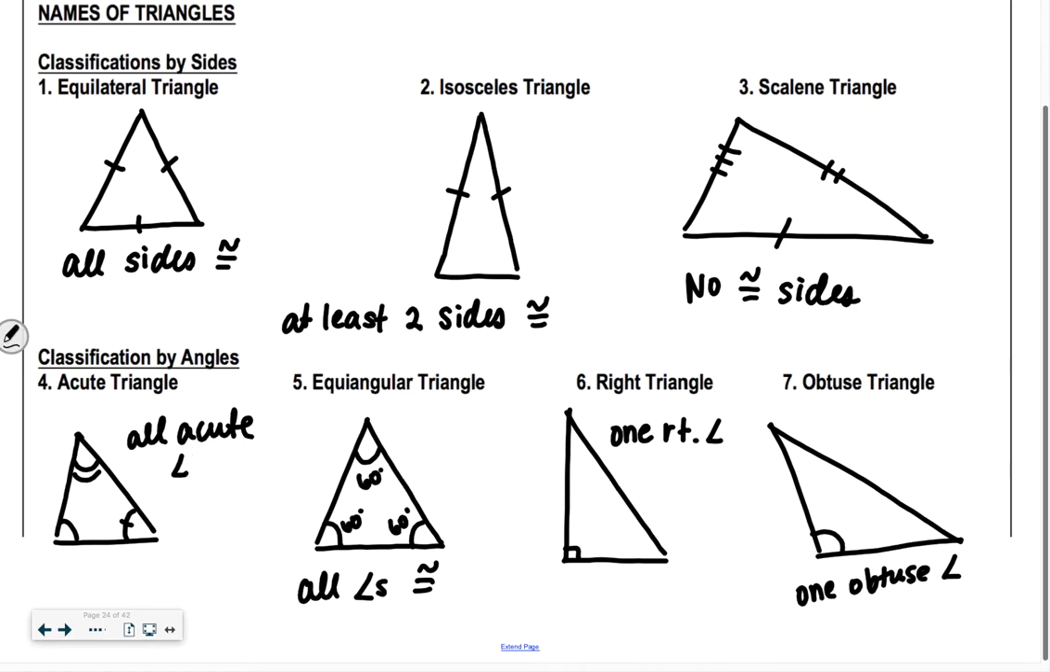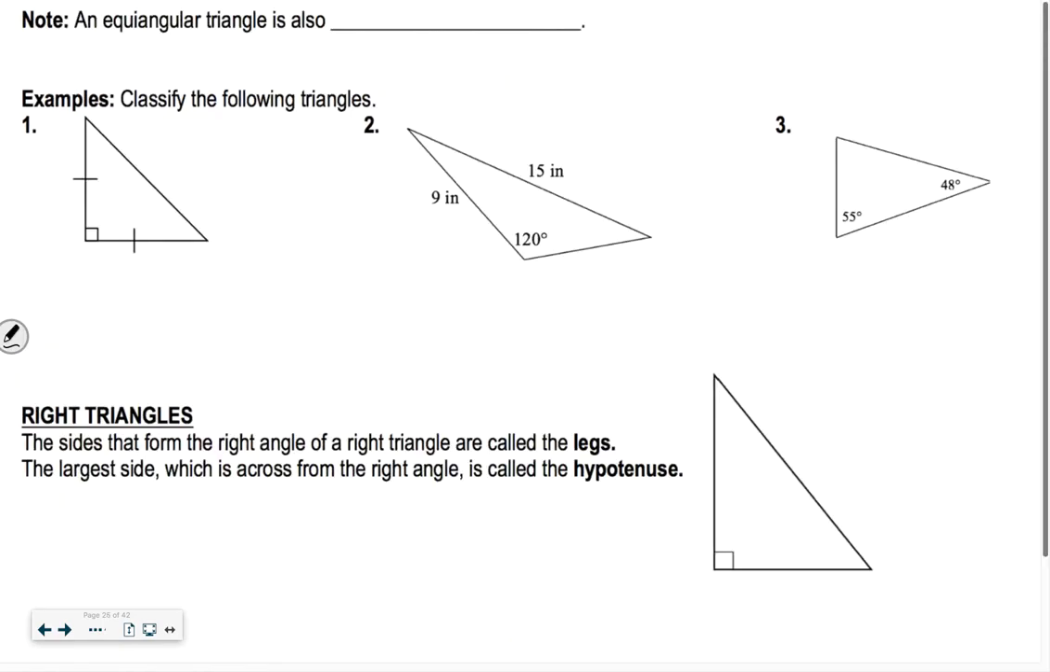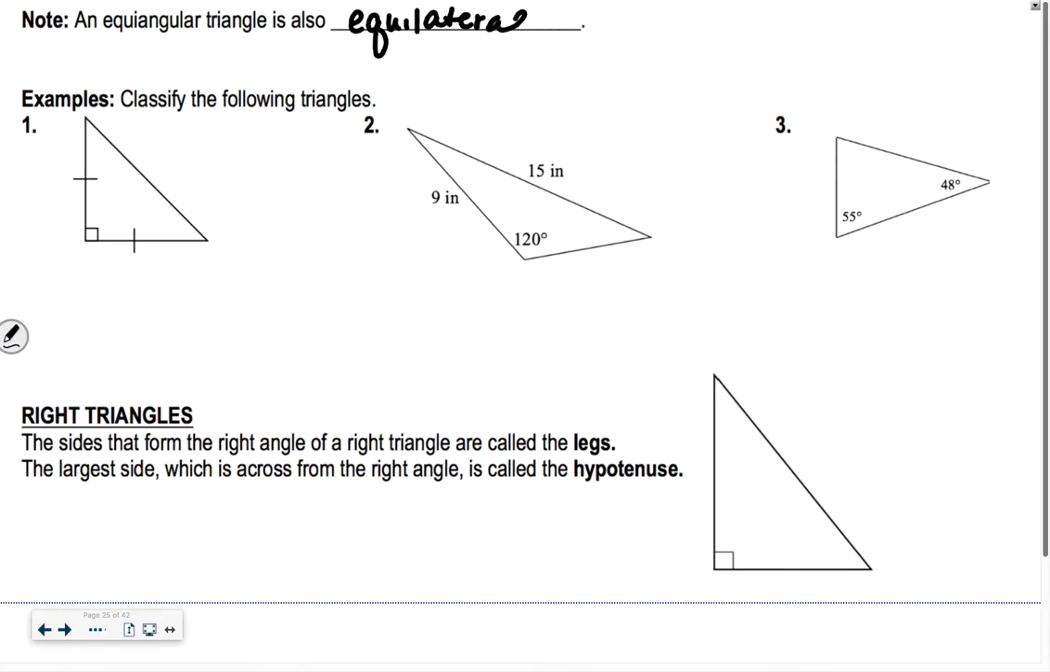All right, so it says, note, an equiangular triangle is also equilateral. And the same is true, an equilateral triangle is also equiangular. So if you have all the sides congruent, that means all the angles are congruent as well.